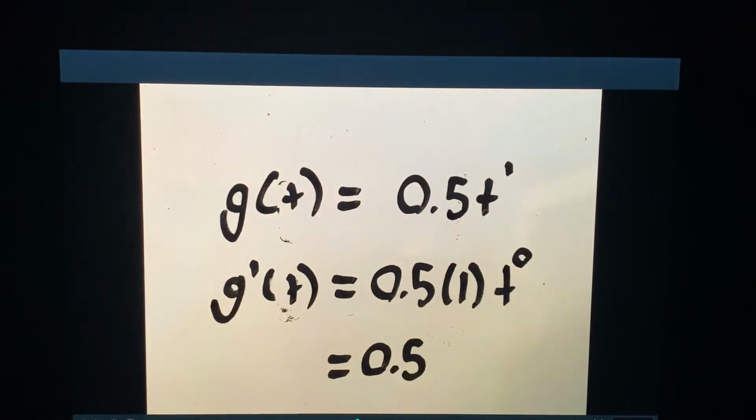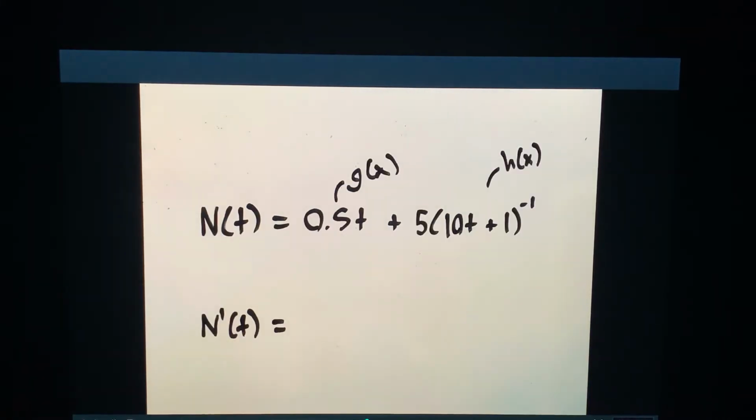For the function g of x, we see that the exponent of 1 gets brought down and the exponent on t goes to 0, which makes it equal to 1. Therefore, the derivative of g of x is g prime of x equals 0.5. For the second part of the function, h of x, we cannot use the power rule because h of x is a composite function, so we must use the chain rule.